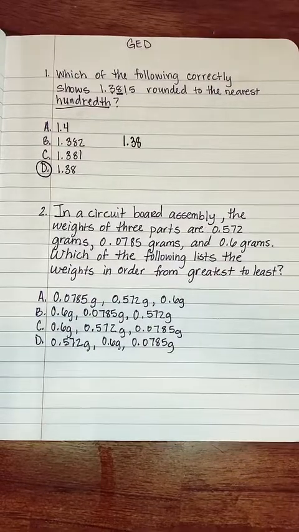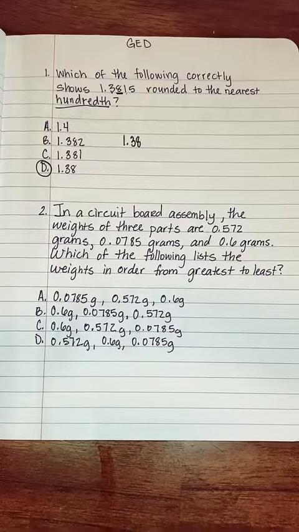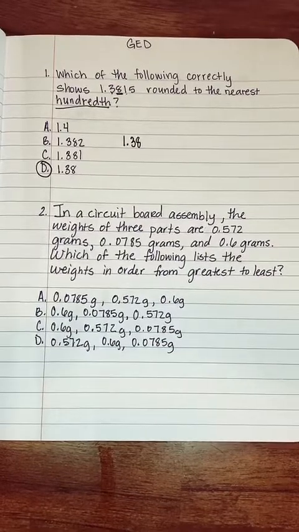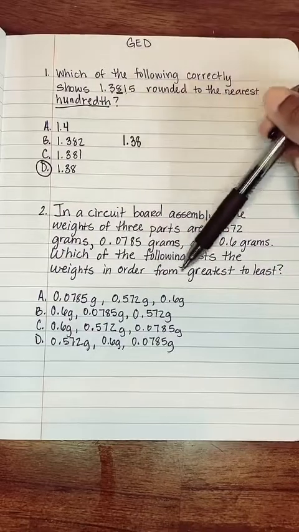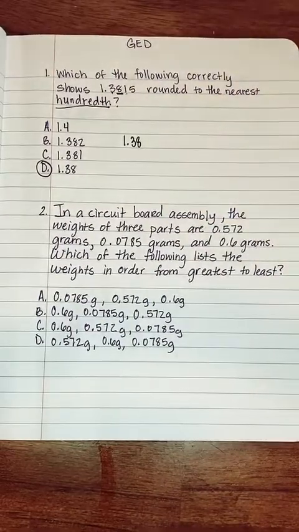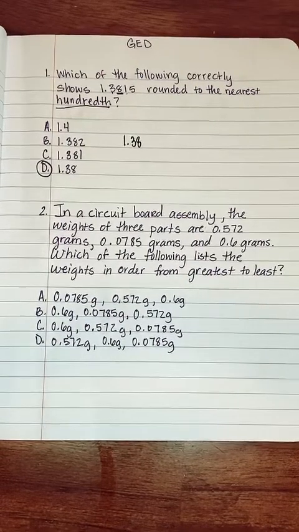Okay, so weights in order from greatest to least. Okay, I see C's, I see A's, A's, C's. Okay, we're going back and forth with the A and C. All right, okay, we got a D, C. So let's check this out.